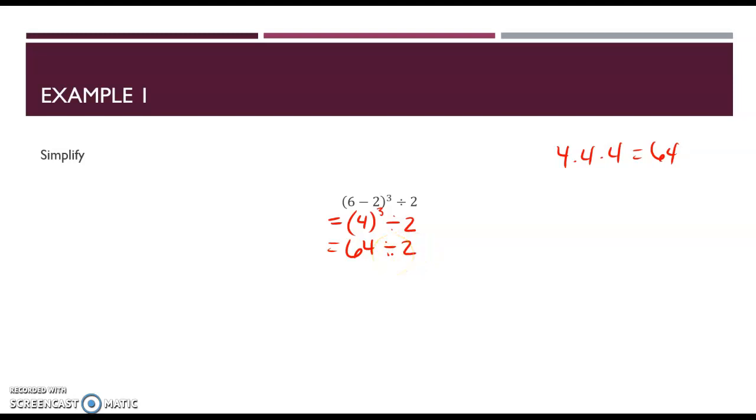And yes, this is the type of work I want to see. I don't want to see 6 minus 2 cubed divided by 2 and then have an answer. We need to have step by step. Got it? From here, 64 divided by 2 is 32, and that is our answer. And we used order of operations to do that.